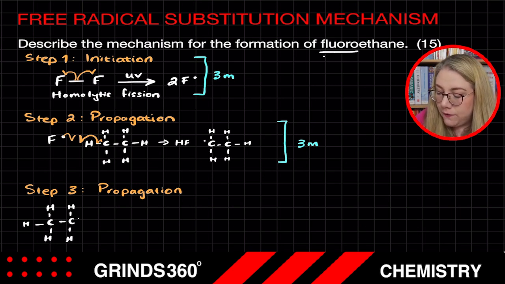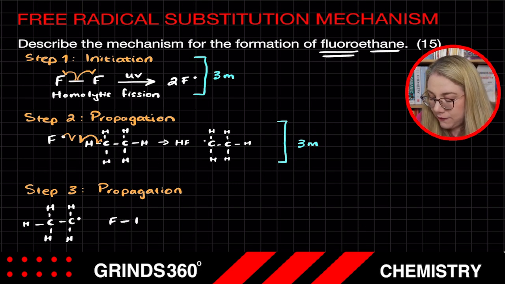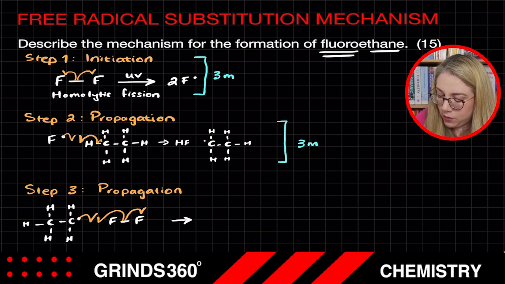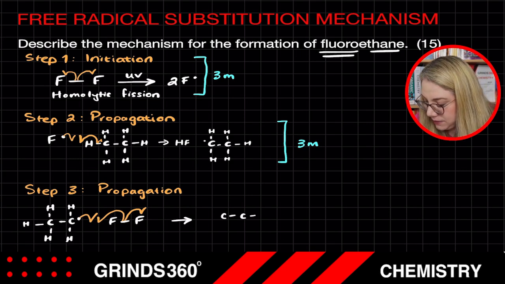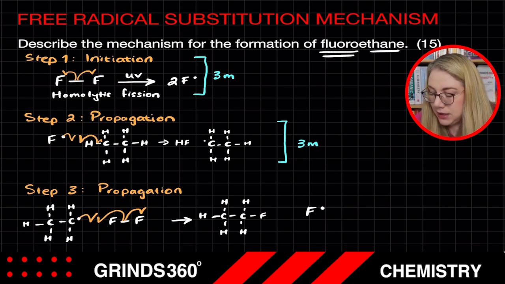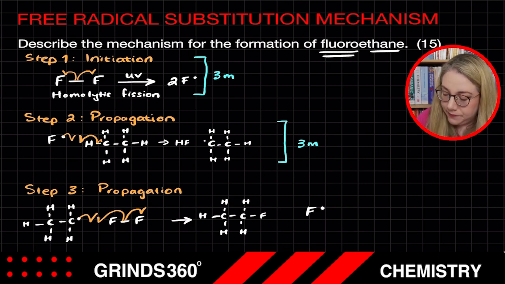Now we want to form fluoroethane. There's my ethyl free radical, there's no fluorine on it yet. So it has to react with a fluorine molecule. Your unpaired electron comes in to form a bond between the carbon and the fluorine. The bond between the two fluorine atoms breaks. One fluorine moves to form a bond with the ethyl free radical, like this, forming fluoroethane, and the other fluorine exists as a fluorine free radical. Don't forget to show the dot for the free radical.